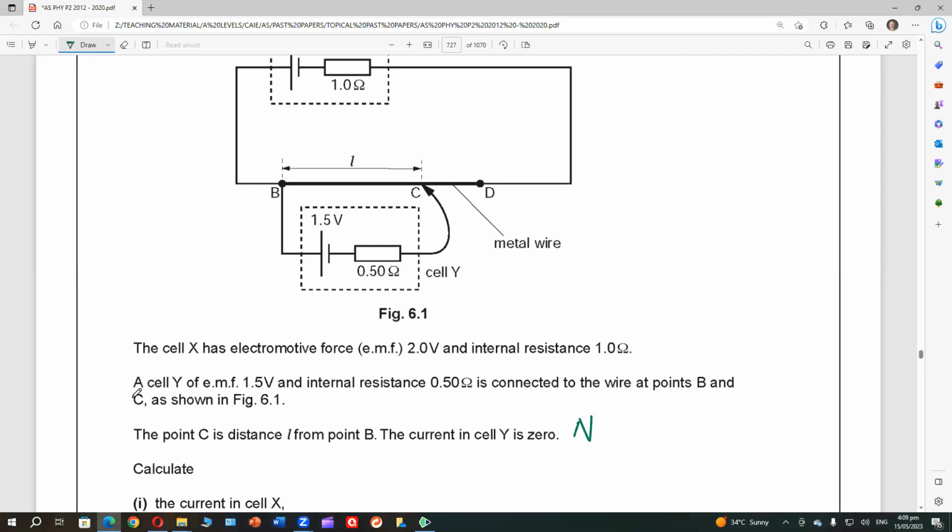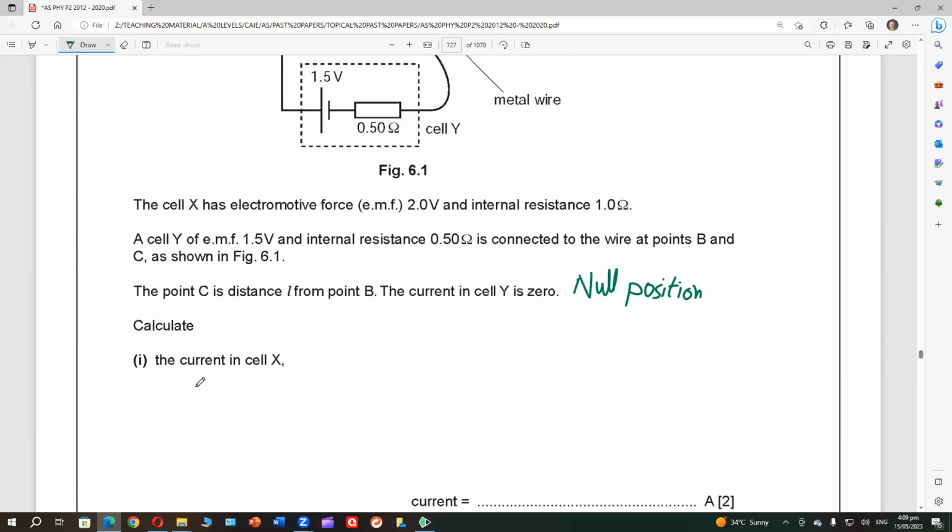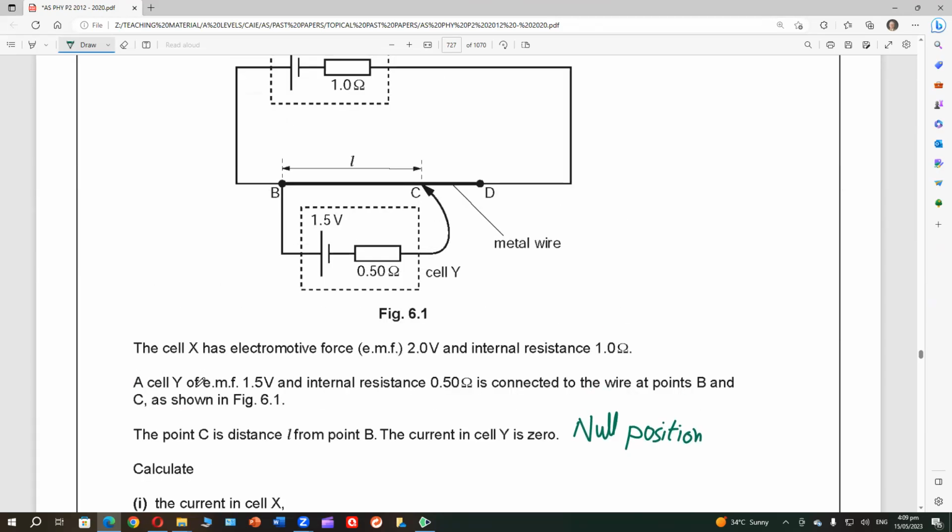What was the formula for the potential divider? I kind of forgot. Actually, it's the simple ratio method, no particular formula. You have to apply the ratio. Voltage and resistance occur in a ratio. So the slider is at a position, it's a metal wire, and the slider is presently at position C. At the point C, calculate the current in cell X.